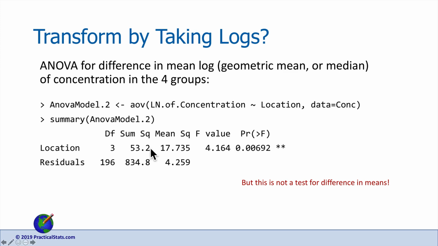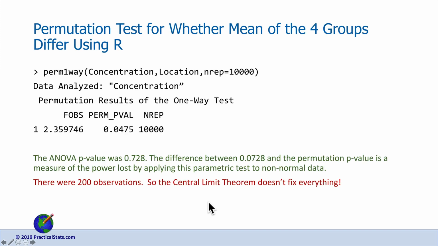Here's the ANOVA on the logs, which gives me a p-value of 0.007. The medians appear different. Or you could run a permutation test if you're interested in means. And the p-value is 0.047. So again, this was a fairly large data set for the types of data that we usually have, and it's still a benefit to use the permutation procedure. The permutation procedure would have worked fine if all four groups of data had a nice normal distribution, or if we had 10,000 observations in each group so the central limit theorem would have held. Then it would give you the same result as ANOVA.